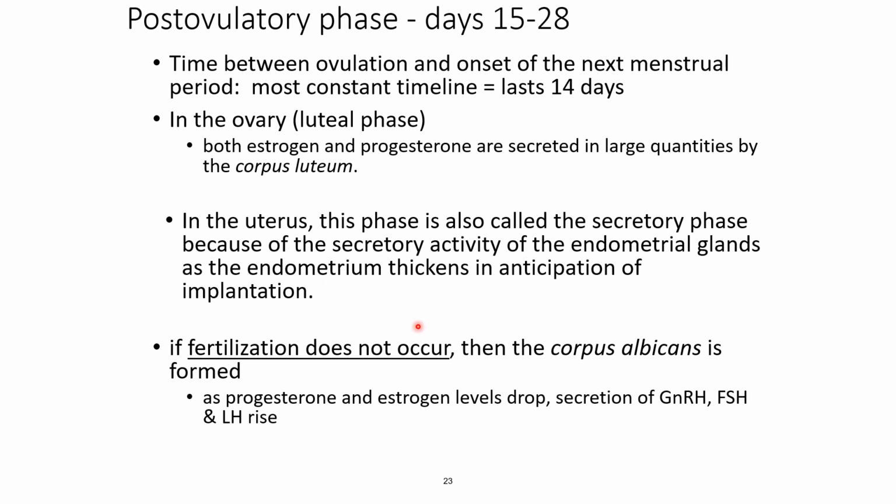So here is our first outcome. If fertilization doesn't occur, then the corpus luteum dies, it shrivels, and it turns into corpus albicans, and as progesterone and estrogen levels drop, menstruation will start for the reason I explained on this previous reproductive cycle image.